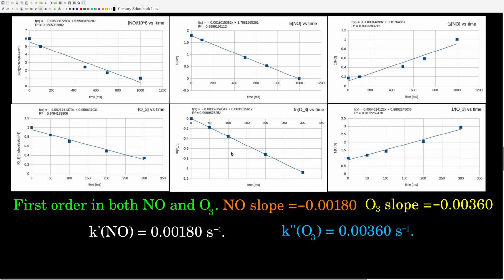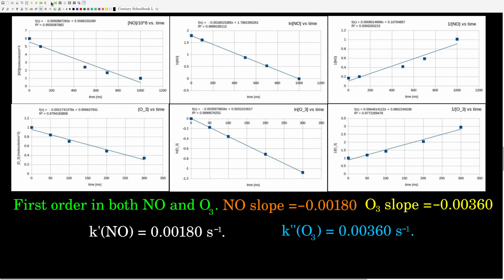All right, so now we know some real good information, guys. First of all, we know the order of this reaction with respect to both reactants, nitrogen monoxide and ozone, first order, which means we know the rate law. And we also, from our equations up here of these graphs, we know the slope of the best fit straight line, which means because these are both first order, the slope is negative k prime. So we know the value for k prime. It's negative of the slope. Negative 0.00180 is the slope, so k prime for this experiment is 0.00180 per second, and for ozone 0.00360 per second.